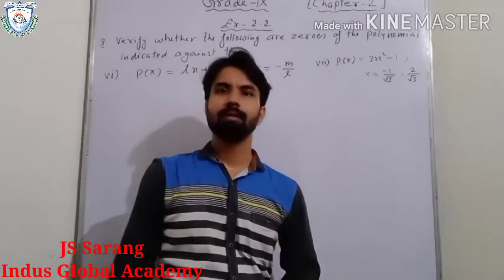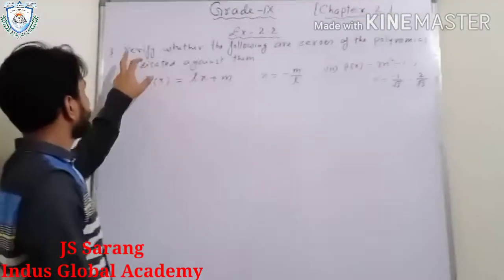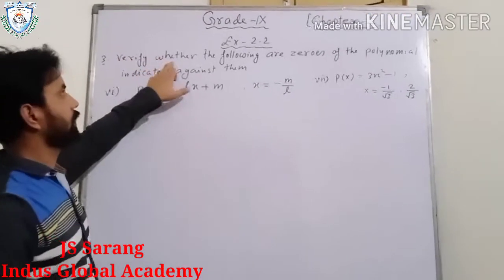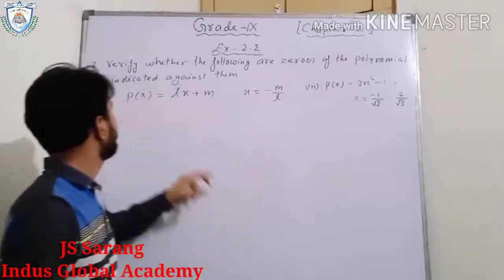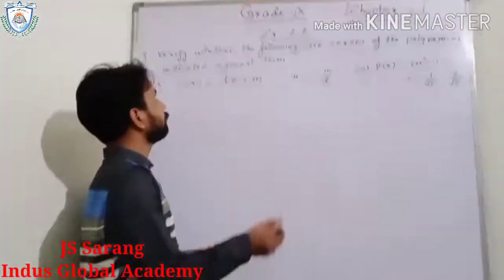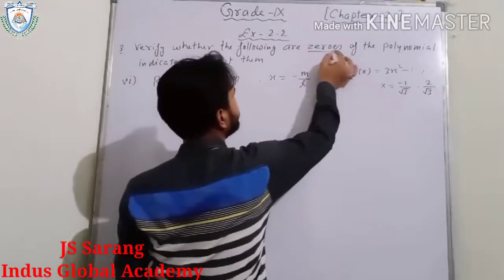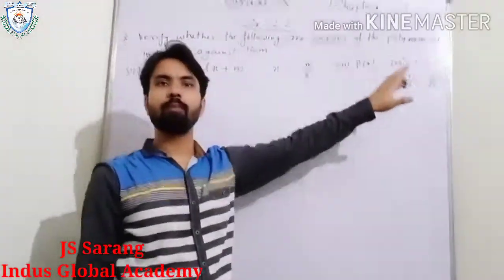Okay students, now I am going to explain you the third question. Third question is saying, verify whether the following are zeros of the polynomial indicated against them. So first of all, this word is given here. Verify whether the following are zeros of the polynomial.